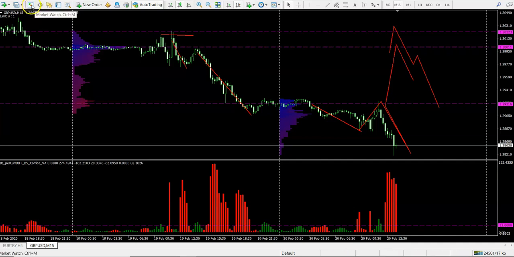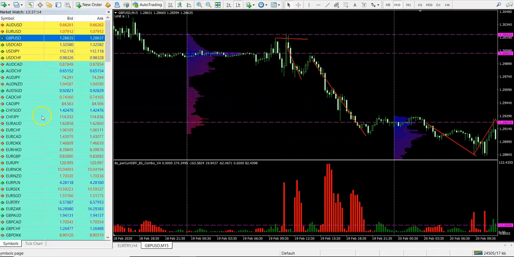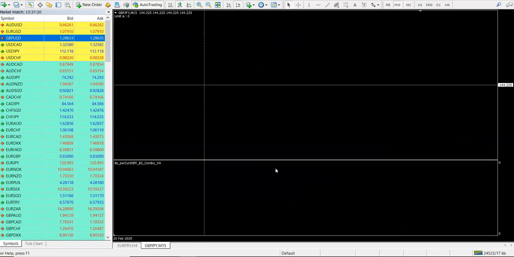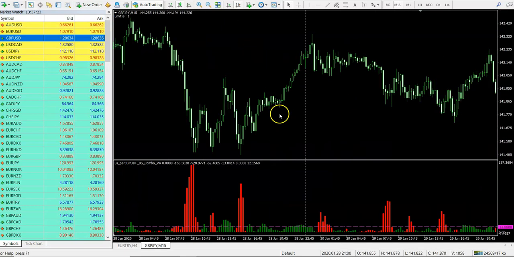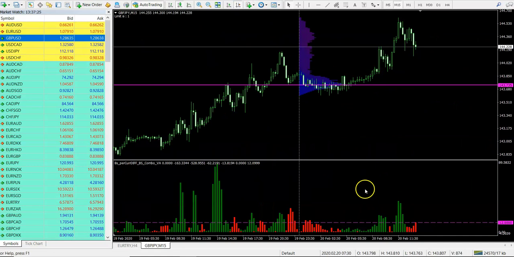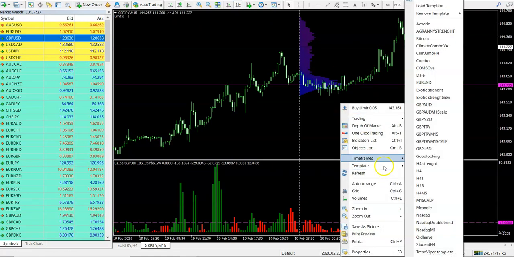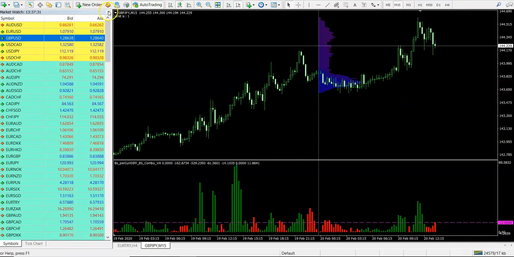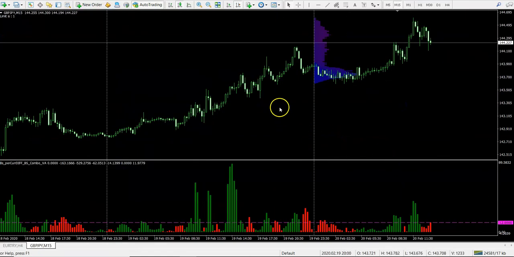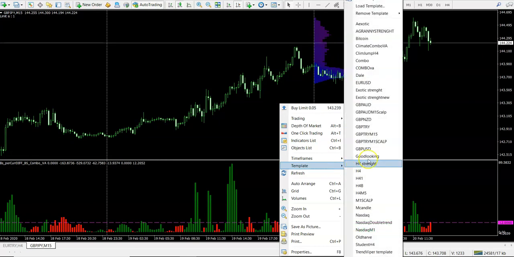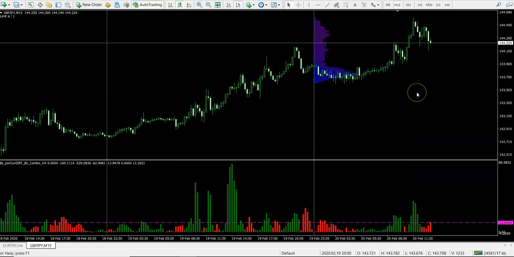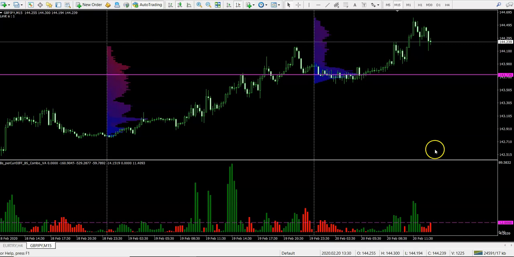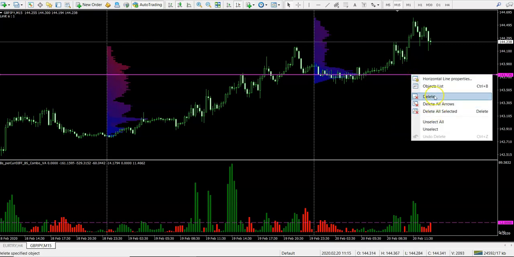And lastly, I'll show you an example of GBPJPY. Let's check out GBPJPY and see what is happening on GBPJPY. Let's delete this. Okay, right, this is GBPJPY. Just reload the template quickly. Okay, there we go. The market is actually going up right now.